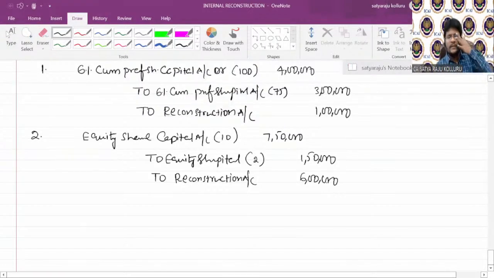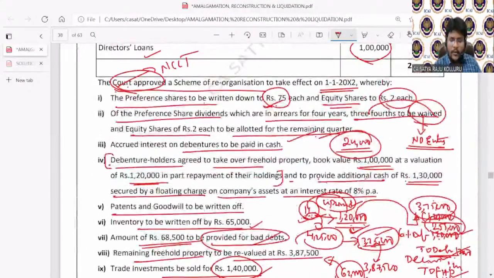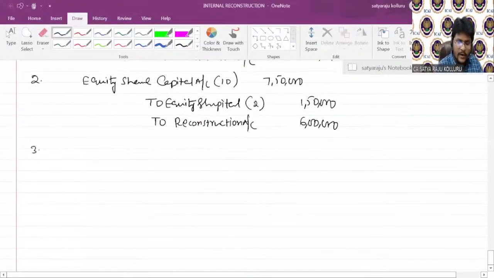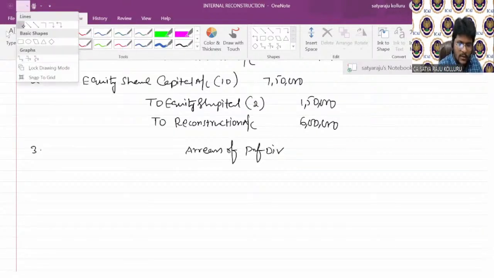Which is 6 lakhs, guys. That is the end of point number 1 actually. Coming to point number 2, preference dividend, guys. He is discussing things related to preference dividend, right? Concentrate. Arrears of preference dividend. So what happened? Just I'm explaining here. Then we can proceed with journal entry.